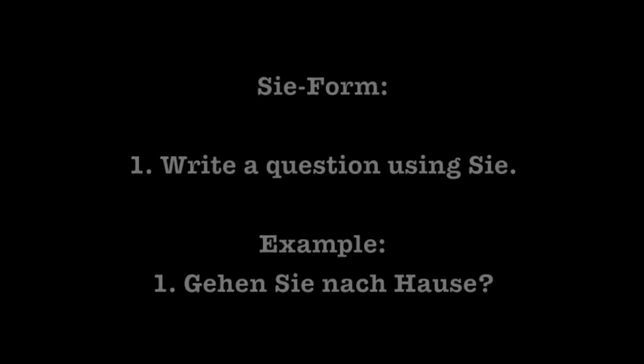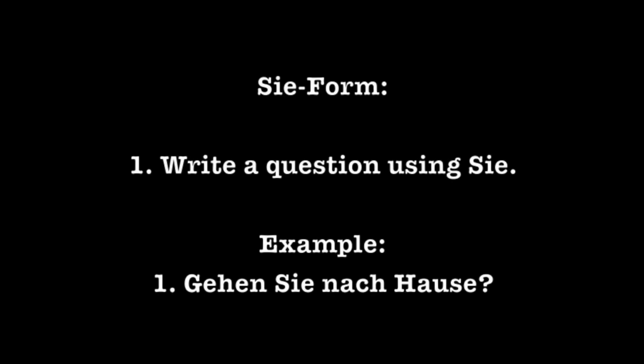The Sie form would be used whenever you're commanding someone that you would address with Mr. or Mrs. or Herr or Frau. You can also use this with professors and strangers. So, the first step in writing this would be to write a question using Sie. I say write a question. It's easy to do if you write a statement as well, but it's easier if you start by writing a question. If you write a statement, you just have to switch the word order later so that it's in question format. The example, for consistency purposes, is Gehen Sie nach Hause?